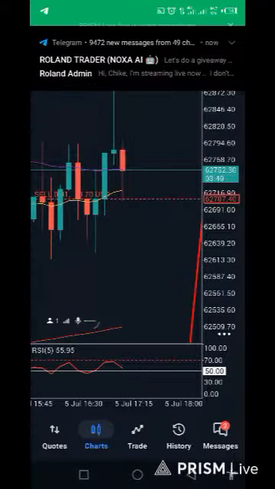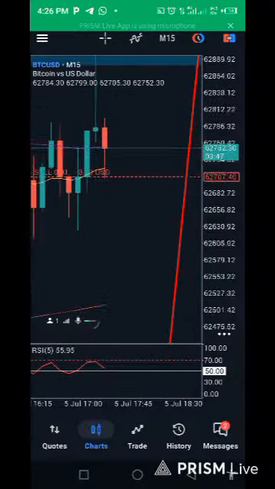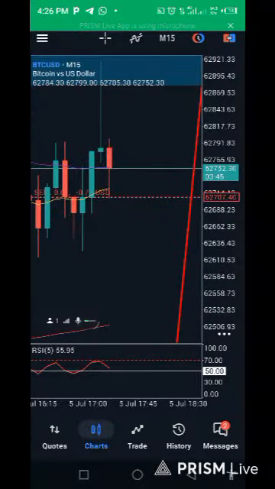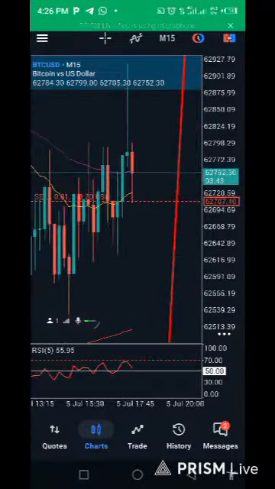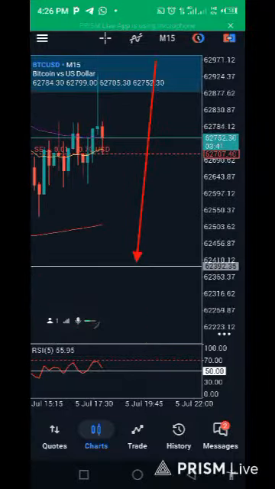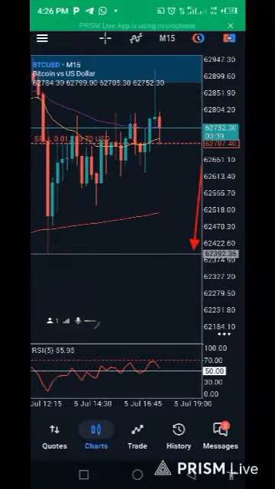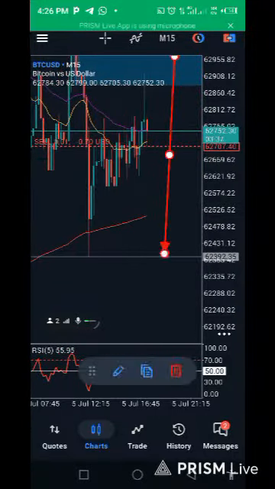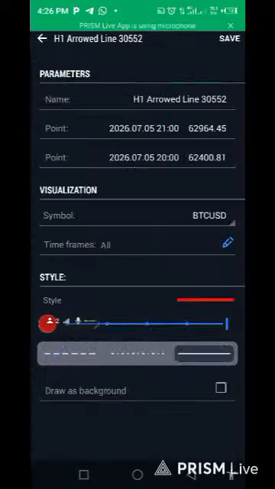So I believe now, I'm very sure that the trade is coming down. It's going to come down and break this structure here, and break this structure. Bitcoin will do wonders soon.